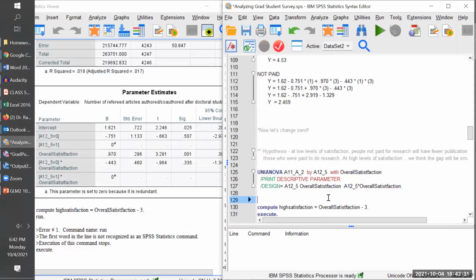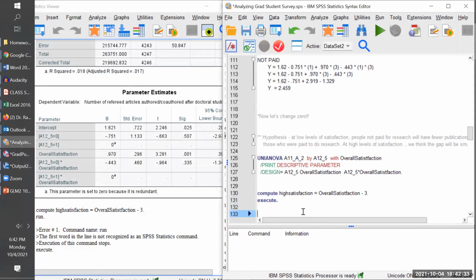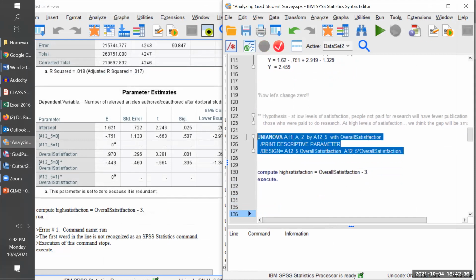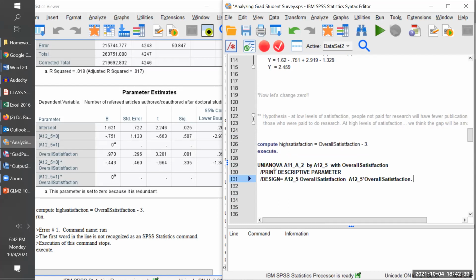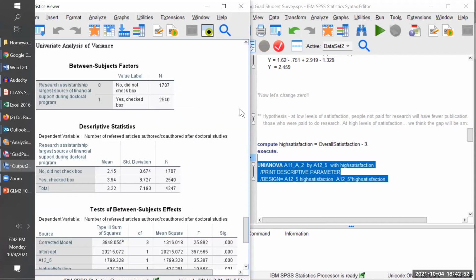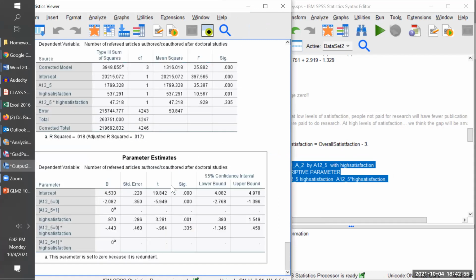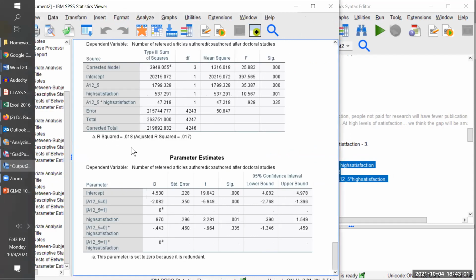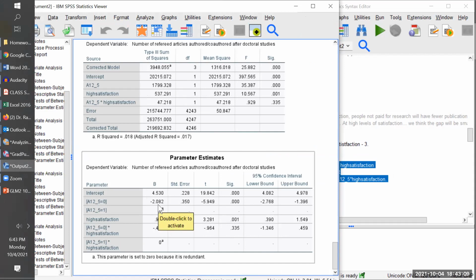Okay. So now I have that new variable. Now I'm going to run this model with the new variable I just made called high satisfaction. I'm not changing anything else in my model. Everything else is the same. So now you'll see that the R squared is the same, hasn't changed at all. It's still 2%-ish. Here are my parameter estimates. Look at this number. This is different than it was before.